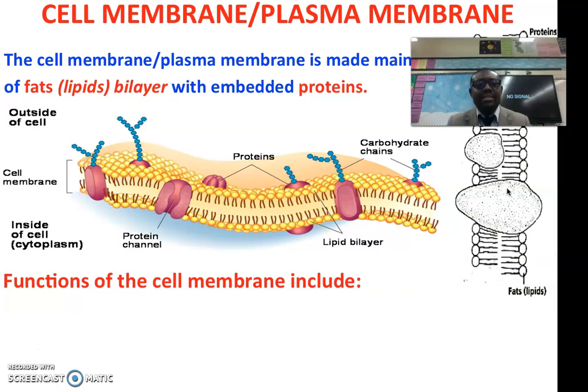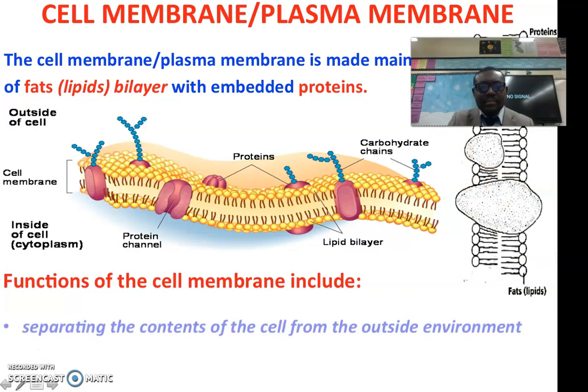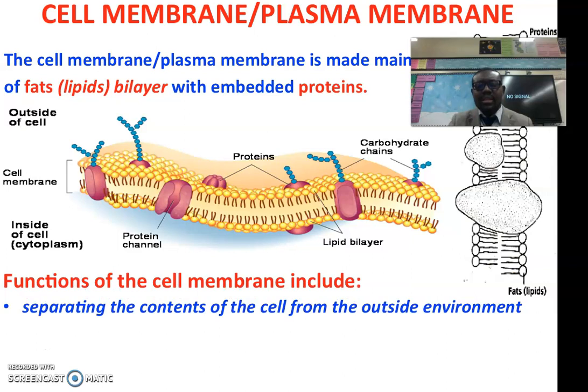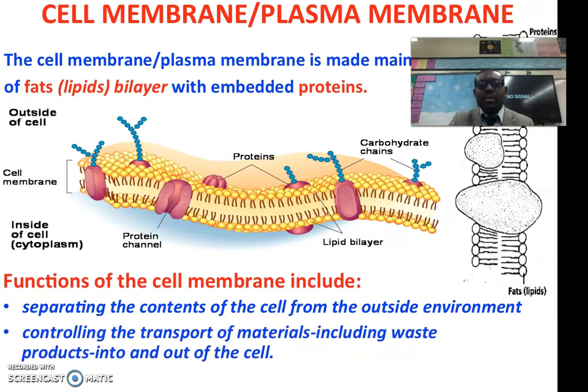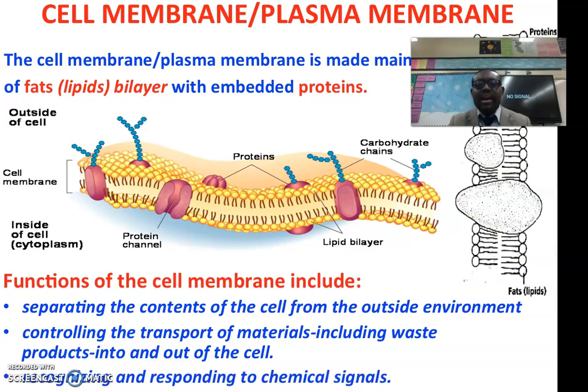So here we are looking at the cell membrane. There are three main functions of the cell membrane. The first one is separating the content of the cell from the outside environment. The second one is controlling transport of material, including waste products, into and out of the cell. The cell membrane controls what enters and what leaves the cell. And the final function of the cell membrane is recognition and responding to chemical signals.